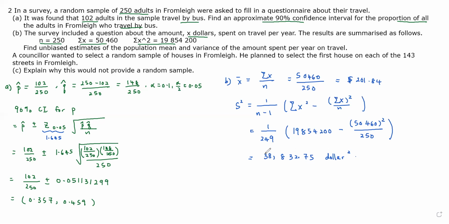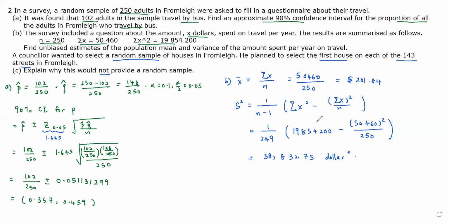A counselor wanted to select a random sample of houses. He planned to select the first house of each of the 143 streets. Explain why this would not provide a random sample.